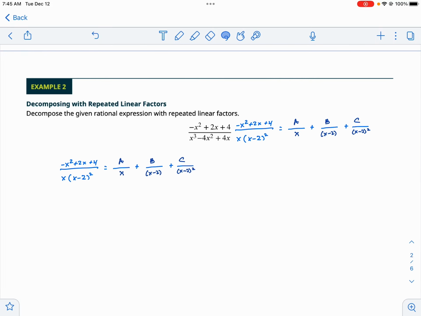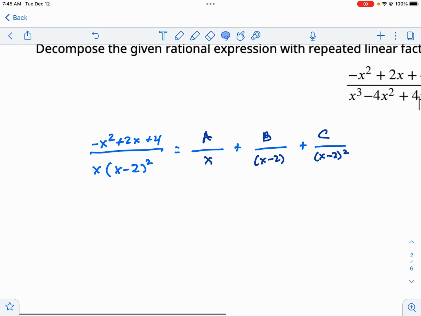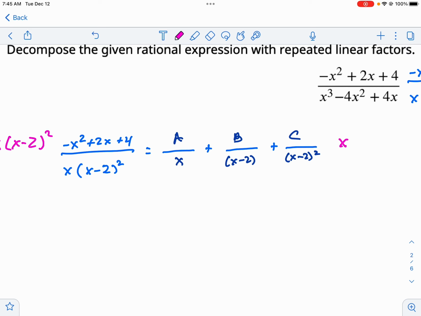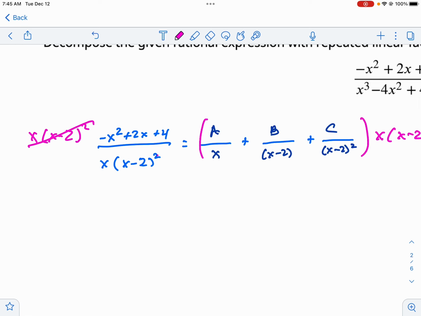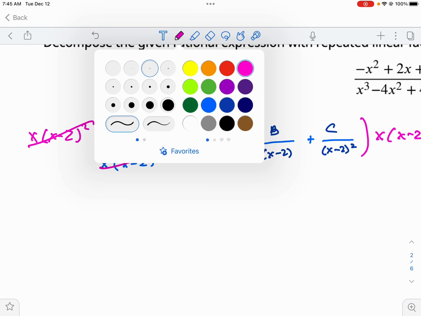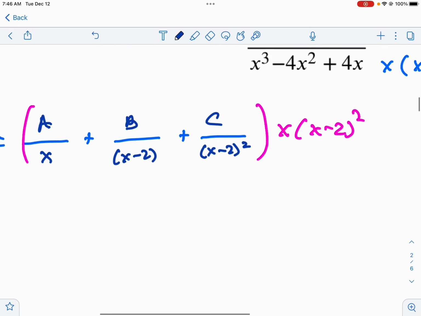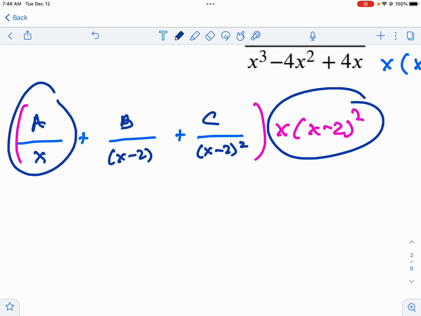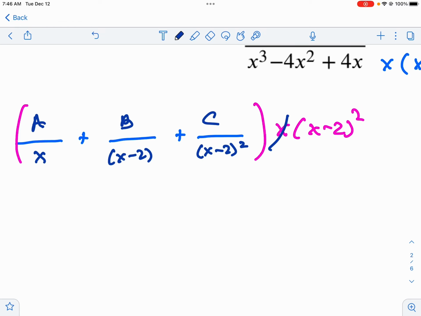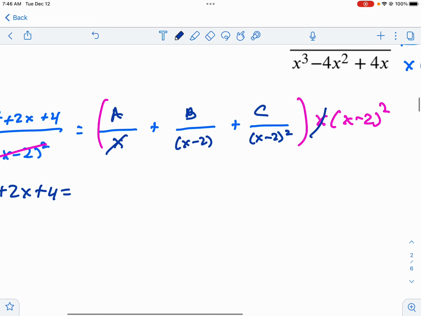So put it down here just so I have more space. I'm going to get rid of the bottom by multiplying the bottom. Do that on both sides. So that goes away. I have a negative x squared plus 2x plus 4 left over. On the right side, if I focus on this one and this one right now, you will see that the x's go away. So then I have a times x minus 2 squared.